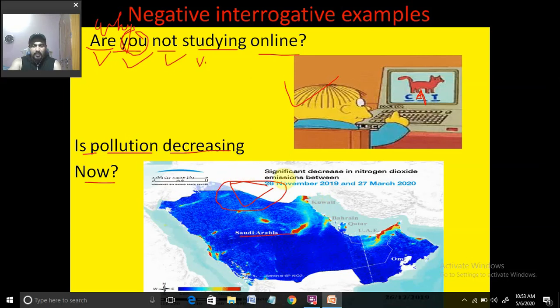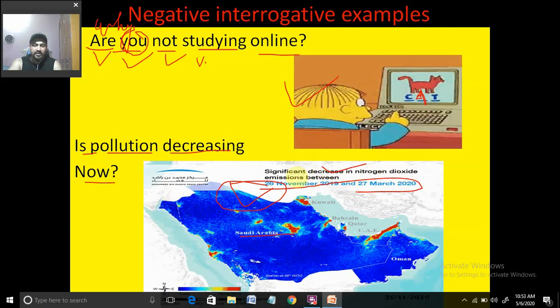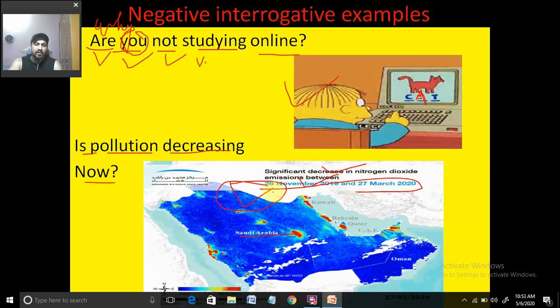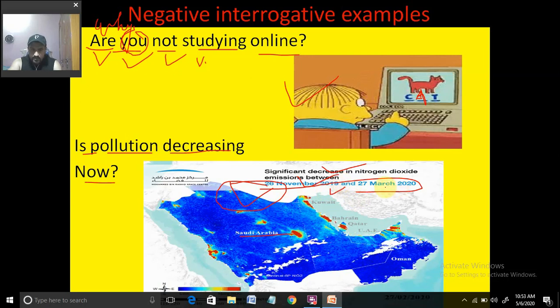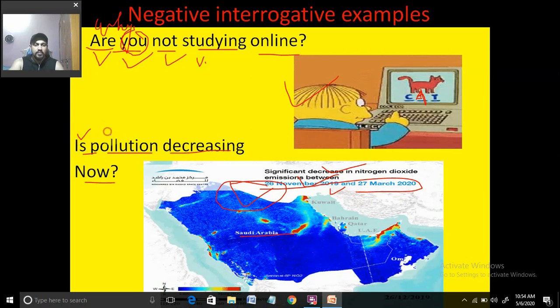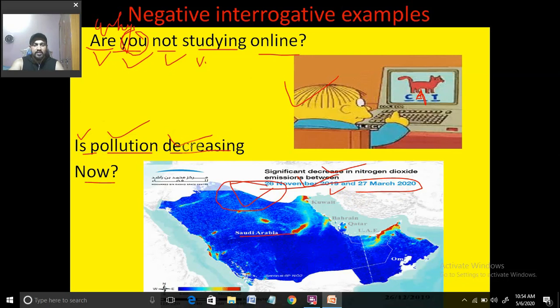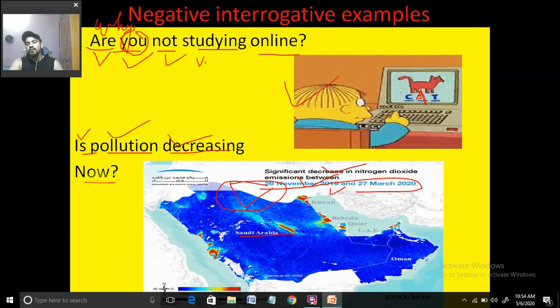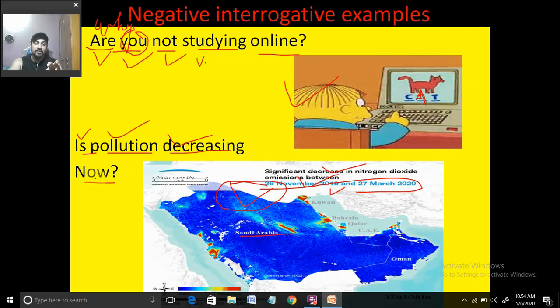Here you can see that till March 27th there was a significant decrease in nitrogen dioxide emissions between 26 November 2019 and 27th March 2020. So is pollution decreasing? Yes, pollution is decreasing. So I think it is clear that pollution has decreased even in India.